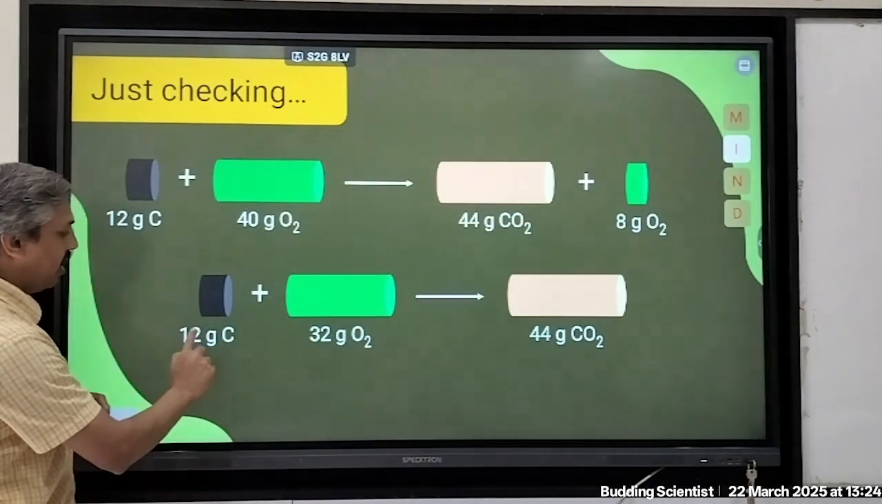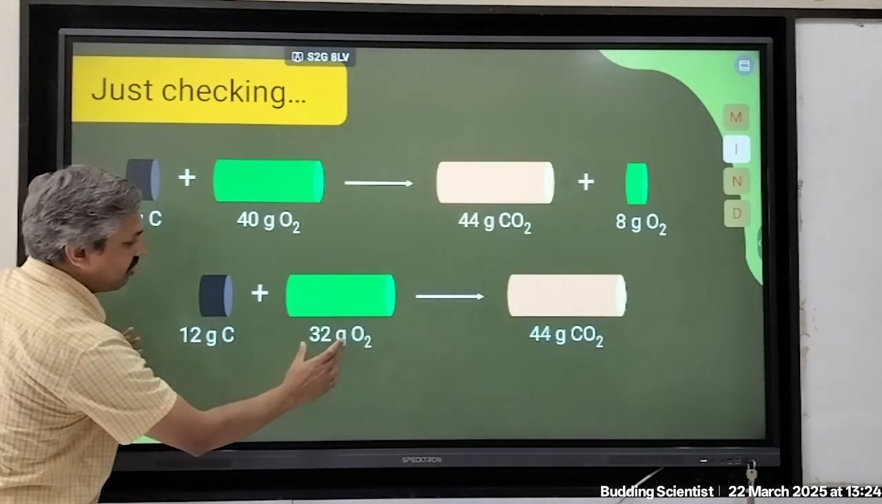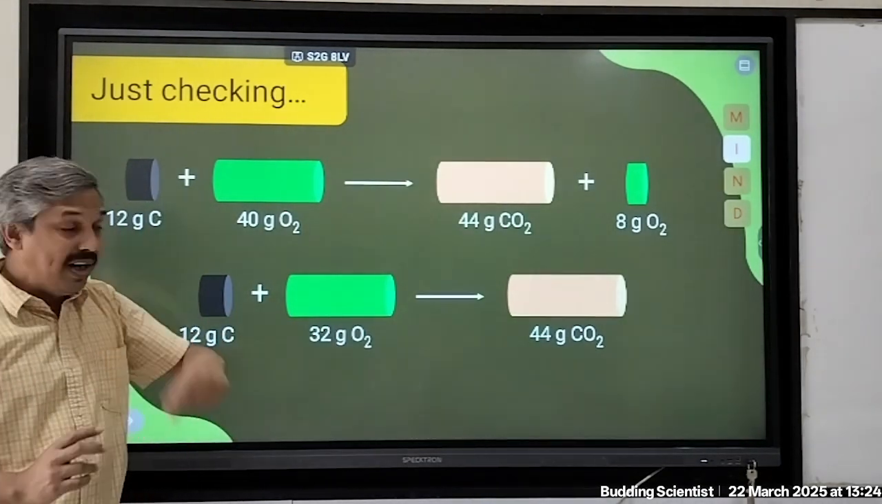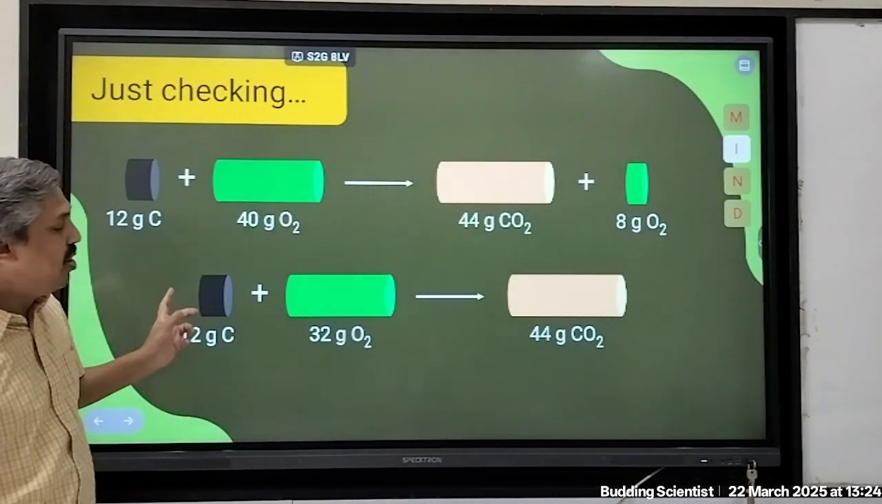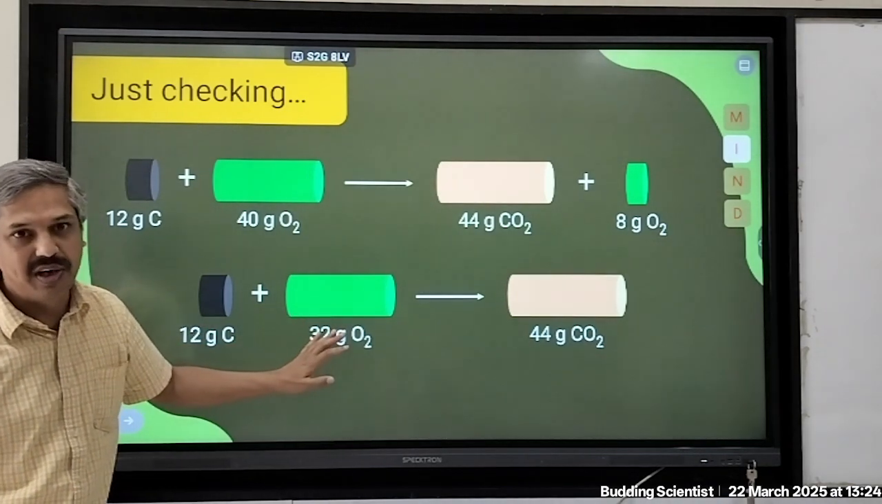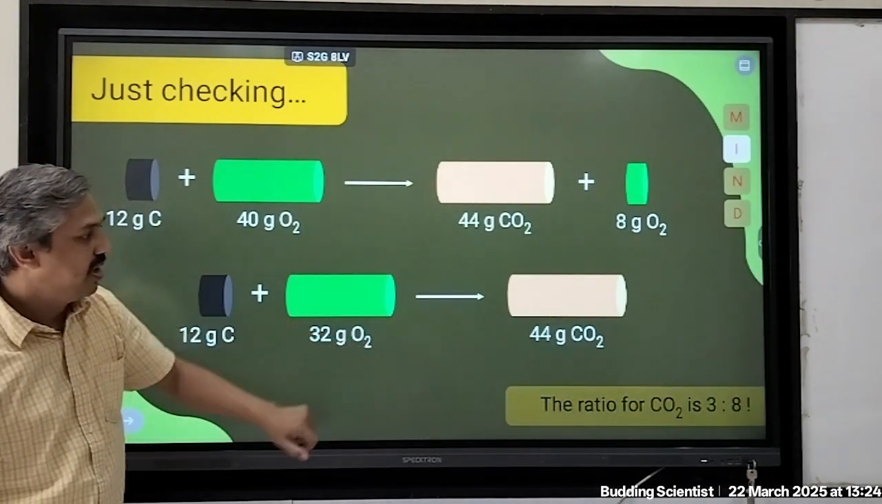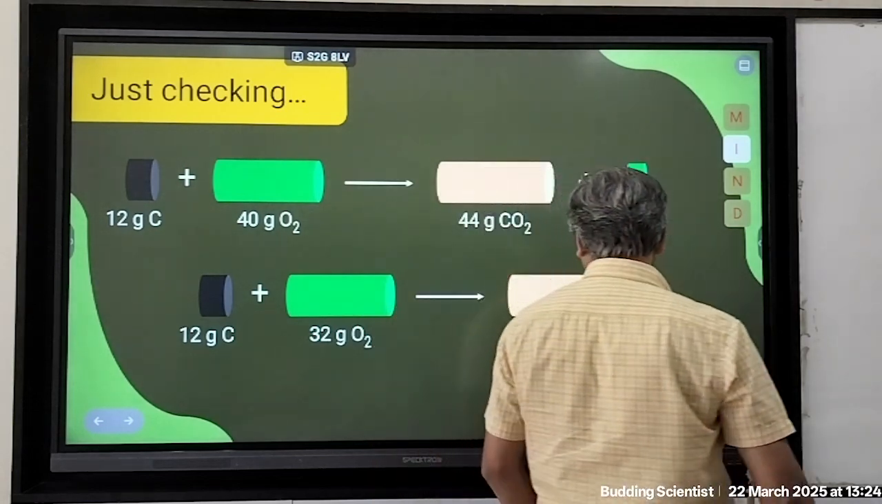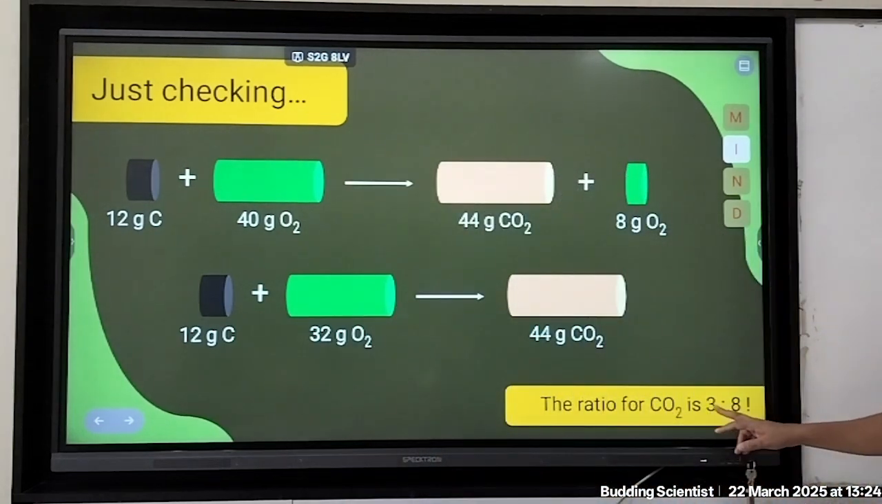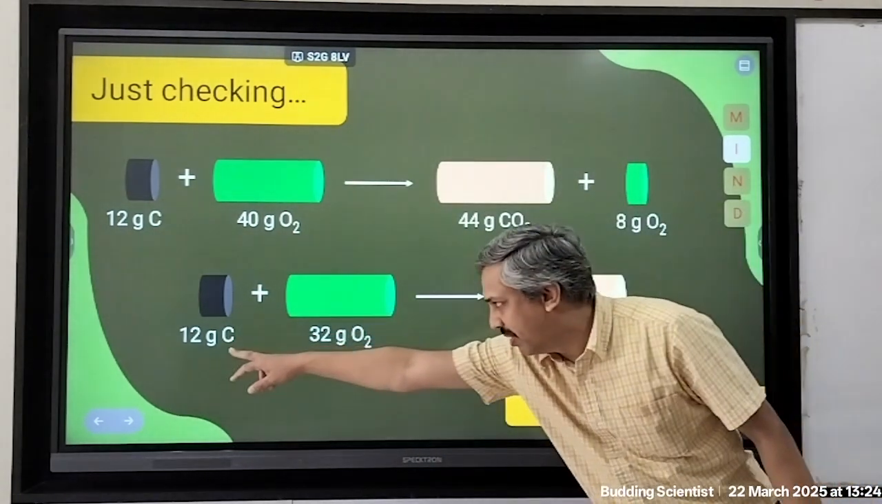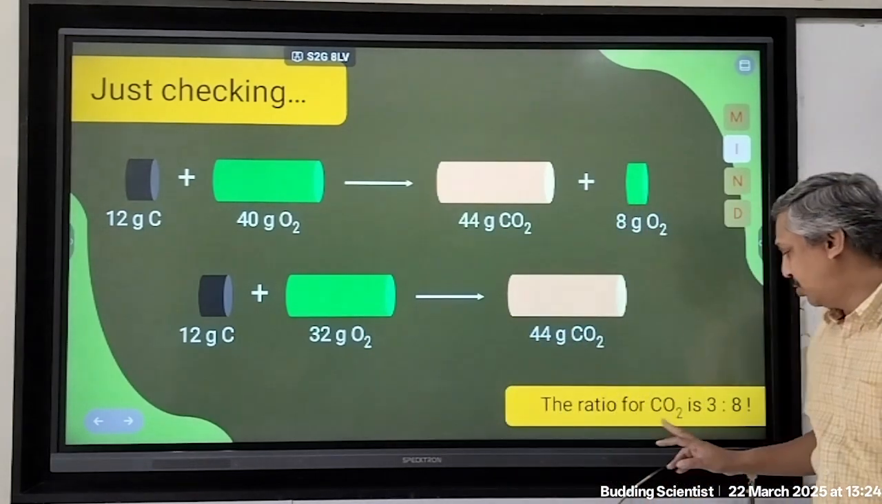So what are we having? 12 grams of carbon actually reacted with 32 grams of oxygen. You might have kept 40 grams of oxygen, but it did not react with 40 grams. It reacted with 32 grams. It produced 44 grams of CO2. The ratio for carbon to oxygen in CO2 is definitely 3:8 because 12 is to 32 is 3:8.